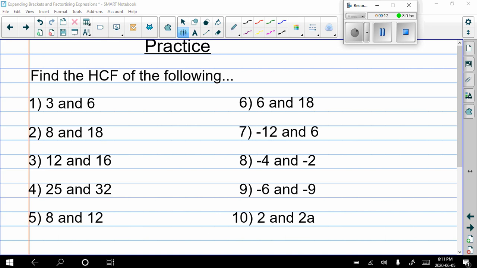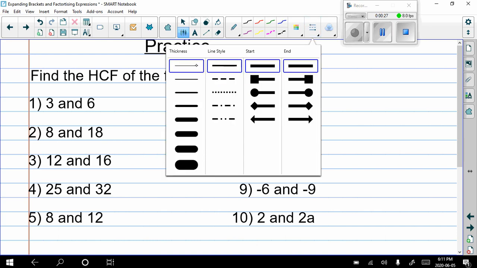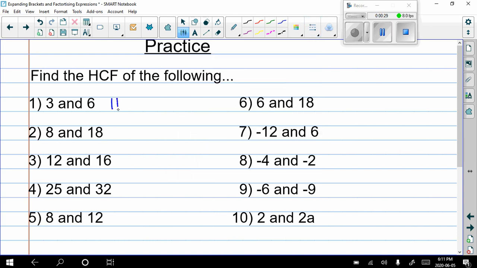So here we have the highest common factor of 3 and 6. We can write out all of our factors of 3, all of our factors of 6, and then pick out our highest common factor. So our highest common factor here is simply going to be 3.